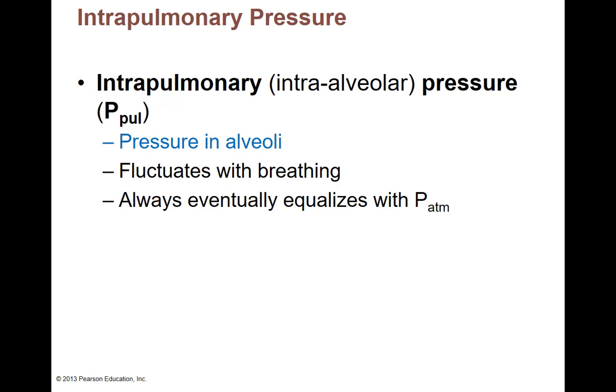Now, it will fluctuate with breathing, whether air is going in or whether air is going out, and we'll show you how that happens. But eventually, it will equal 760. It may be a little above 760, maybe a little below 760. It just depends on whether air is going in or going out. But it should always eventually make its way back to 760.